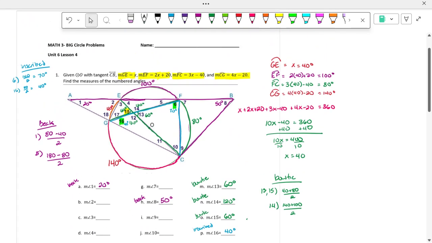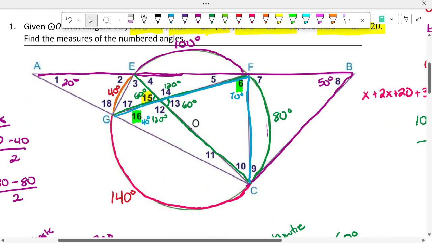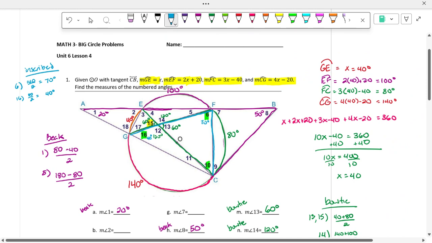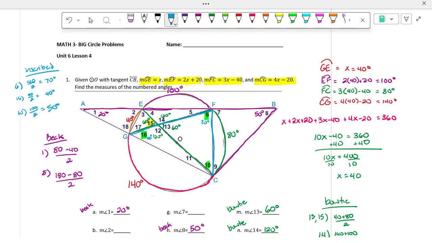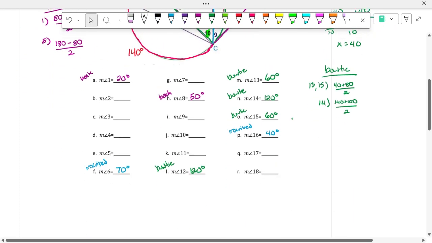All right, what's another inscribed angle? 10 would be inscribed. So if I look at 10, what's its intercepting arc? 100. So I would do, for number 10, 100 divided by 2, which is what? 50. So this would be 50 degrees. So 10 is 50 degrees.